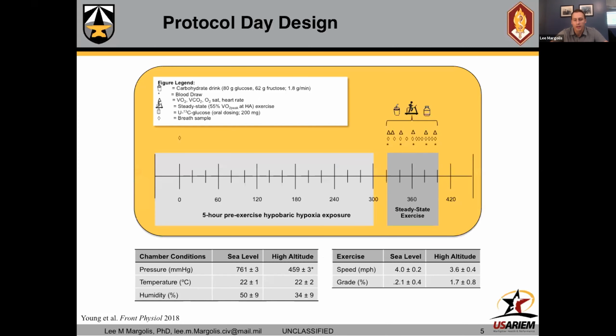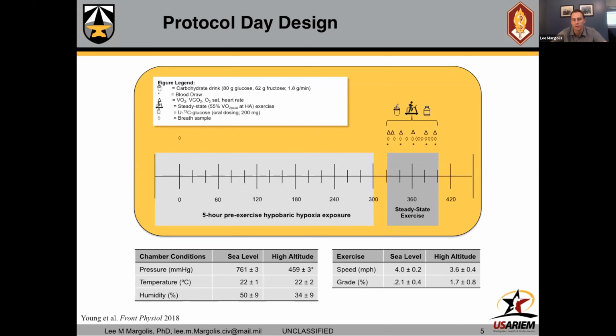So on our protocol days in the first study, the participants were exposed to hypobaric hypoxic conditions for 5 hours prior to the start of the exercise bout. So this ensured that they were quite hypoxic by the time they started exercising. They then completed 80 minutes of exercise that was set at 55% of VO2 max at high altitude. So at sea level, this equaled about 4 miles per hour at a 2% grade, and at high altitude, this was 3.6 miles per hour at around a 2% grade.